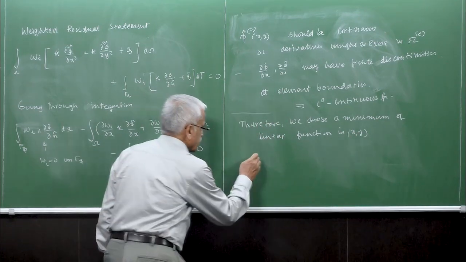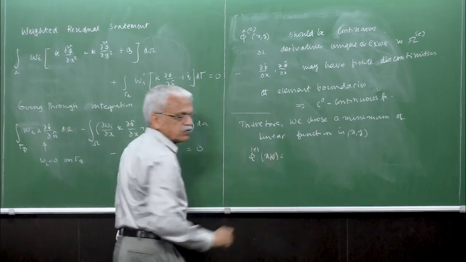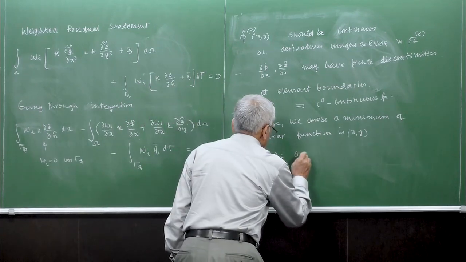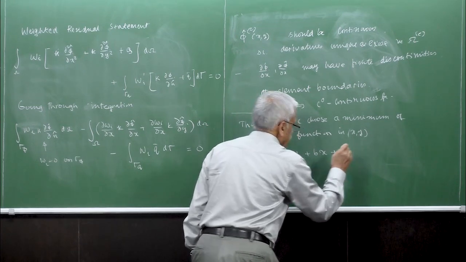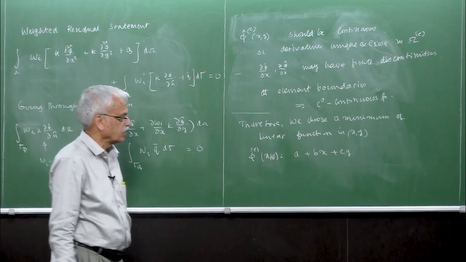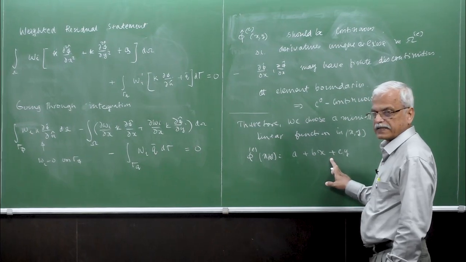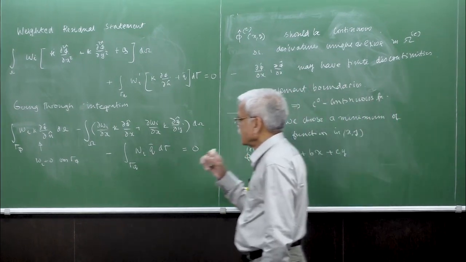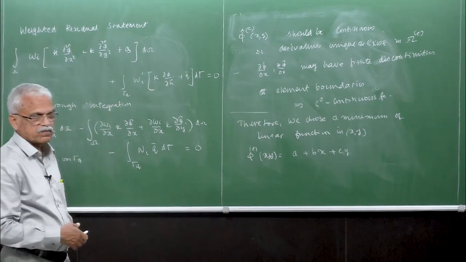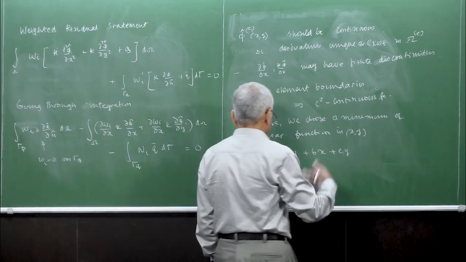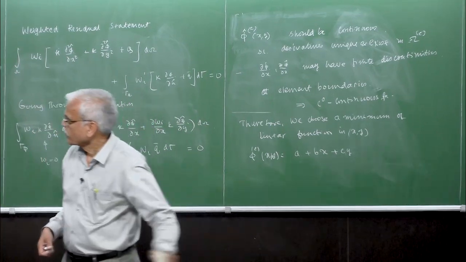So what we mean by this is that the element, here for the triangle, should have at least the first three terms of the expression: a plus bx plus cy, so that this is differentiable within the element. Of course, if you differentiate it with x, it will give you b. If you differentiate it with y, it will give you c. So this is what the function is.